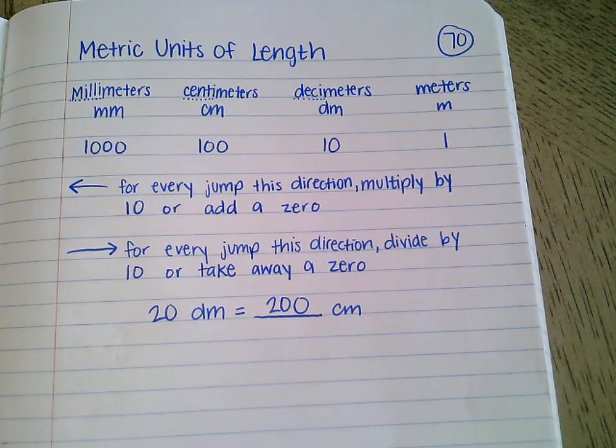This is actually going to be easier than the customary units because the metric system is on a system of tens, meaning all that it is changing is zeros, taking away zeros, adding zeros. It's all about zeros. So this is actually easier than the customary units, which is pretty exciting.